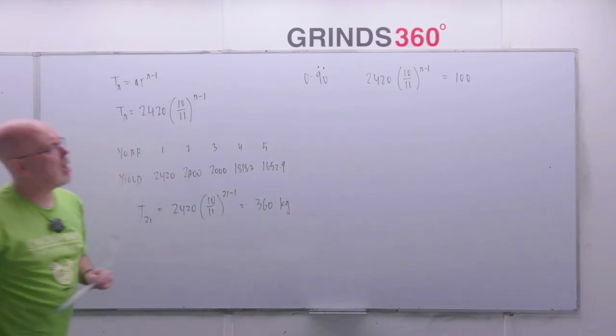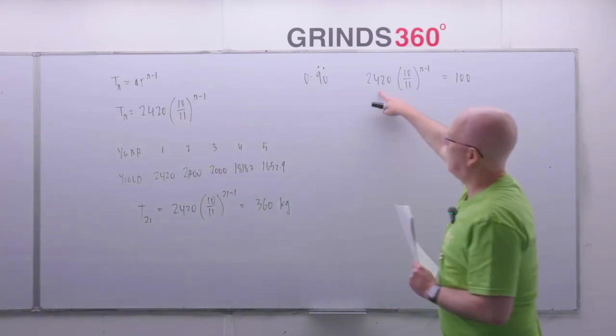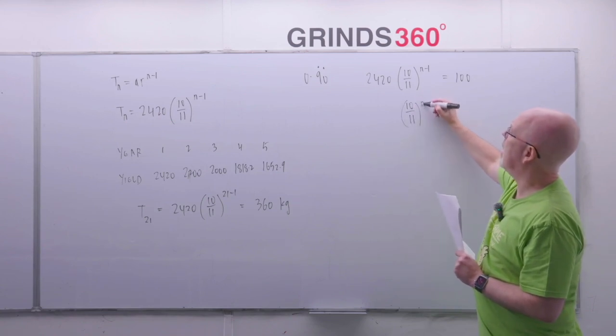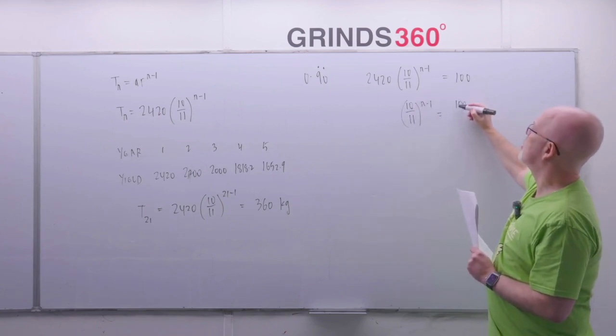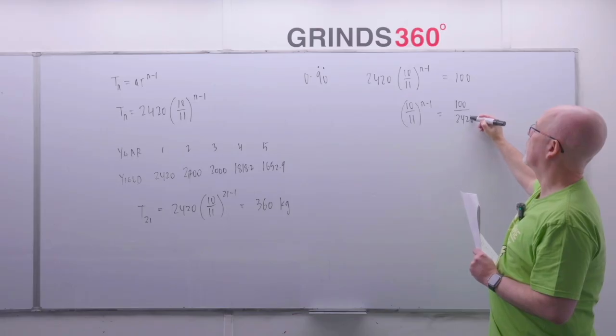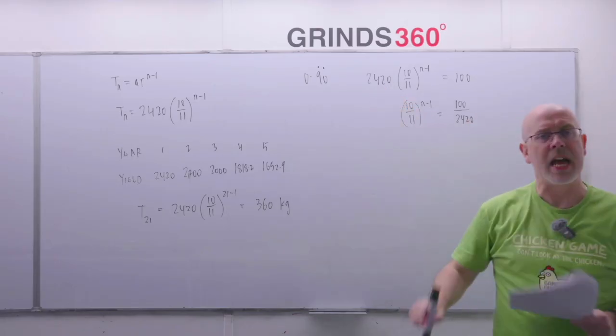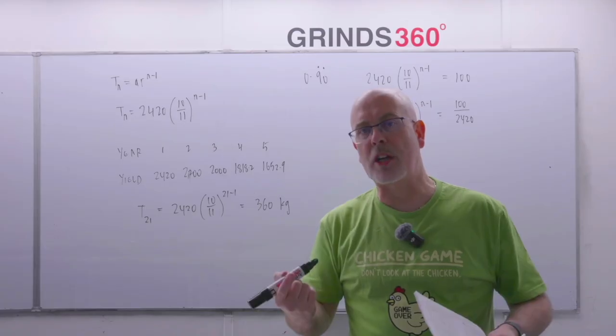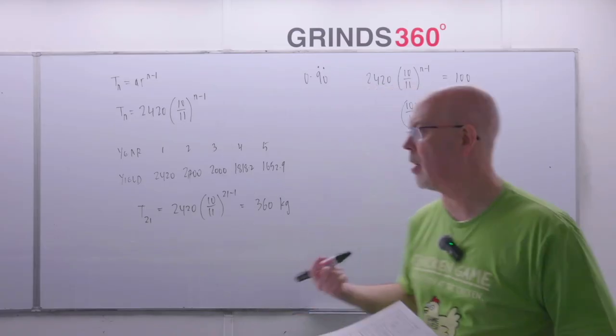Okay, so to solve the equation, I'll divide across by this number first. So I get 10 over 11 to the power of n minus 1 is equal to 100 over 2420. Just divide across by that number first. And now there's an exponential equation. So remember, we've talked a bit about those. We'll see a little bit more on those later on this morning anyway.